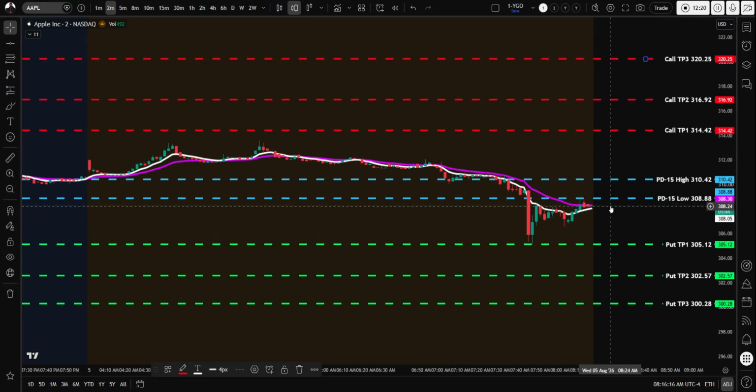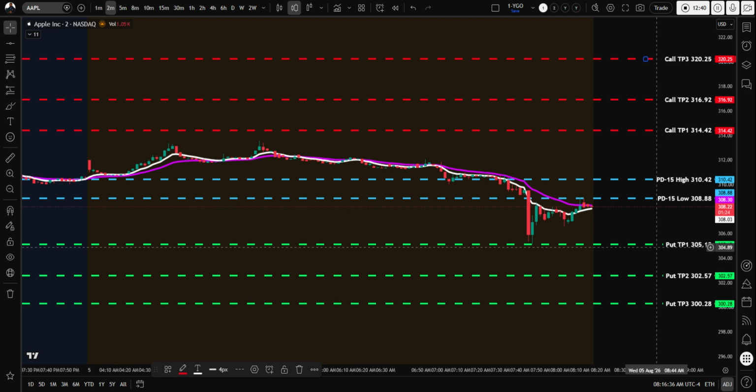I wait for a 2 minute candle to close, and then to follow with another candle in that direction with volume, and then that's my entry. I put my stop on the other side of that, and I'll wait for it to hit my take profit, and that's where I get out.